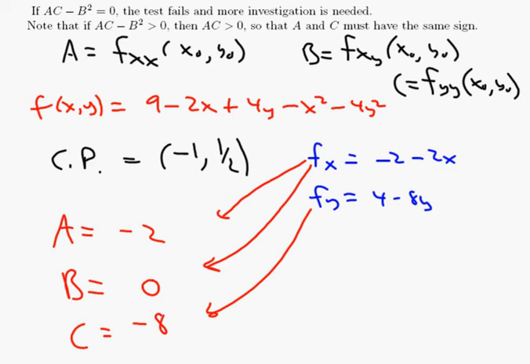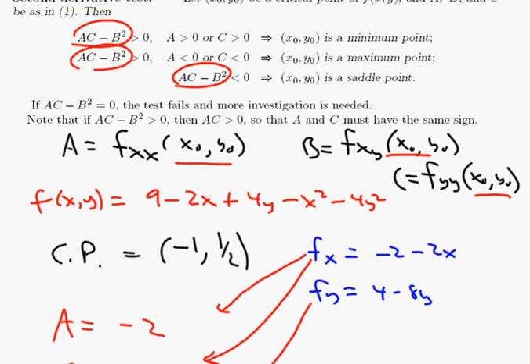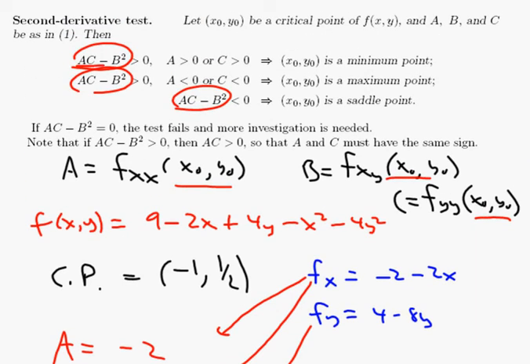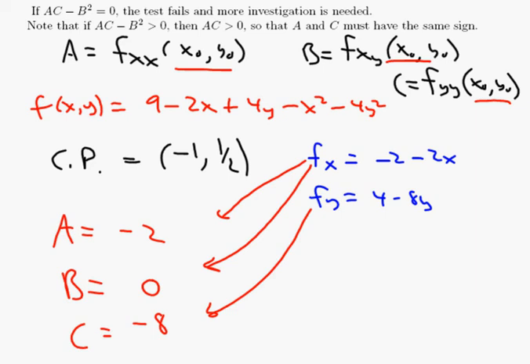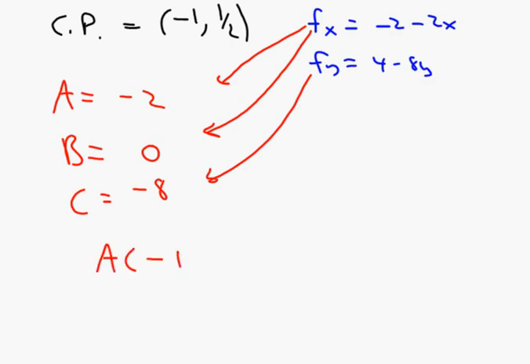Well, you'll notice that the way this thing is written, we're supposed to take the critical point and substitute it into each of the second partial derivatives. But we don't need to do that here because there's no variable in there. So we can immediately compute the thing that we're interested in, this expression, AC minus B squared. That's what we really want to know about. So AC minus B squared in our case would be negative 2 times negative 8, or 16, minus 0, or 16.